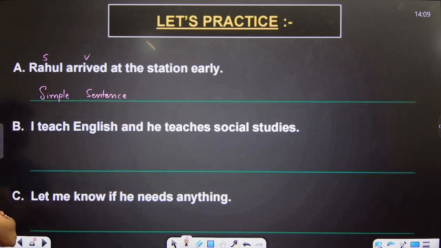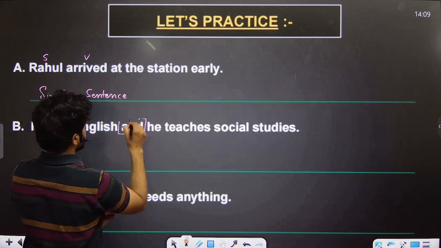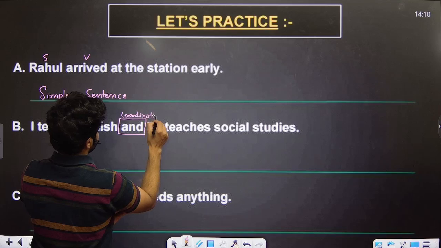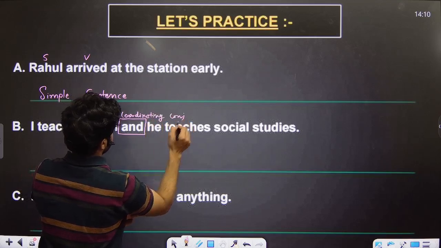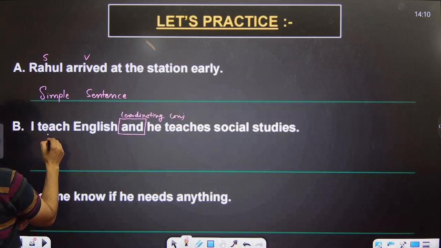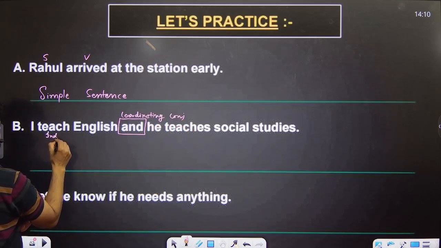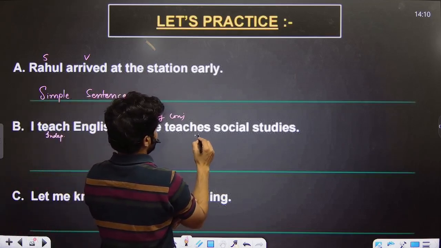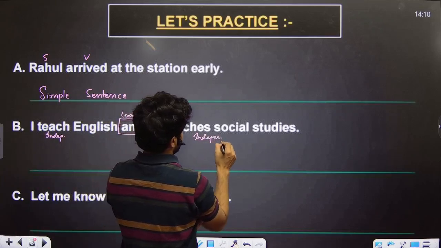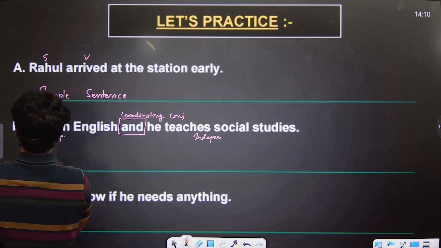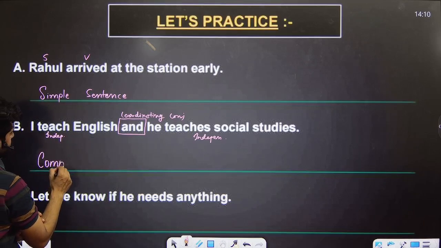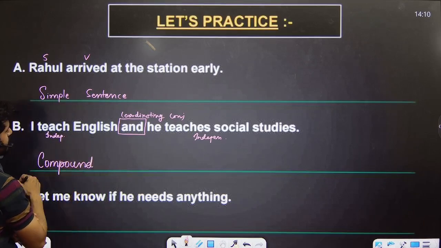I teach English and he teaches social studies. I teach English. One subject, one verb. Connected by what? Coordinating conjunction. Okay. I teach English. Independent. He teaches social studies. Subject, verb. Independent. One subject, one verb. Total two subjects, two verbs. So you are having what? You are having this as a compound sentence.